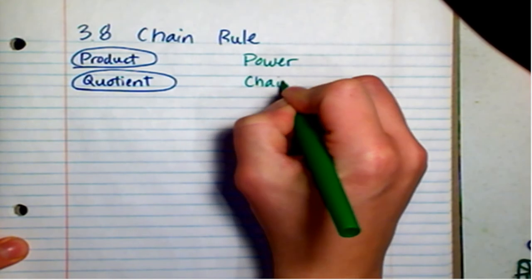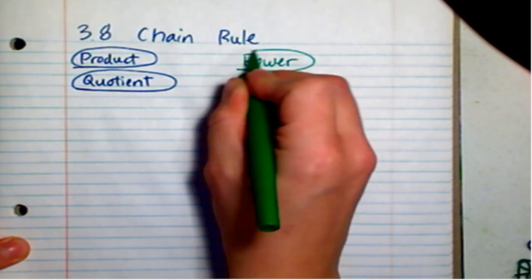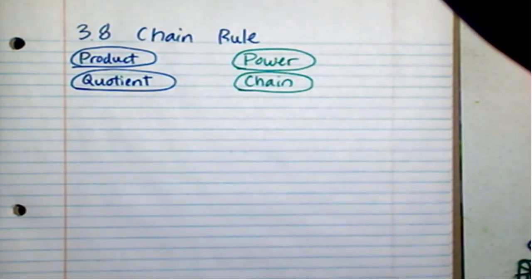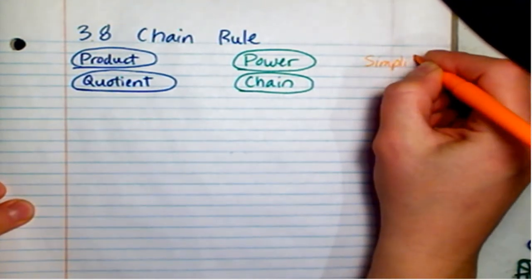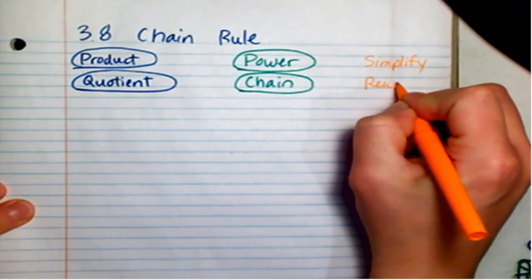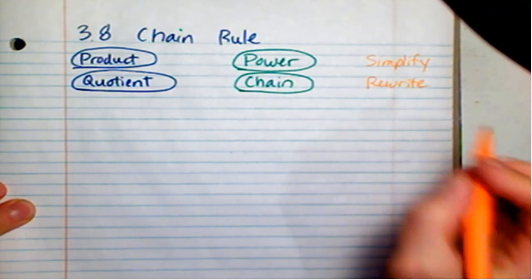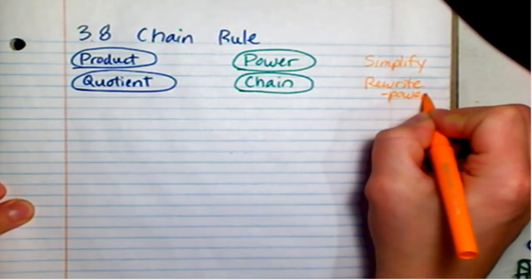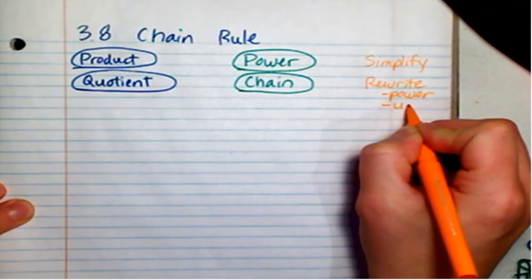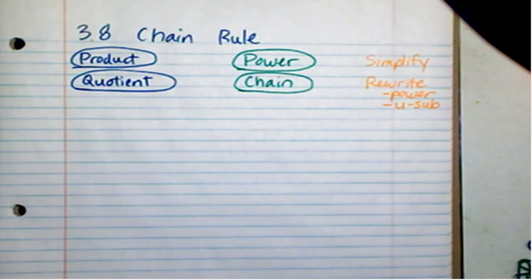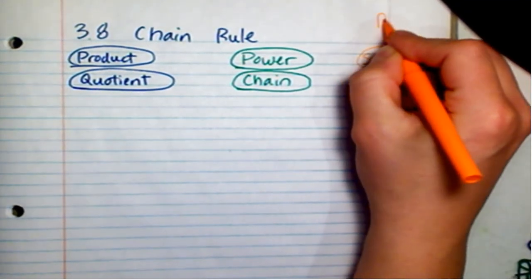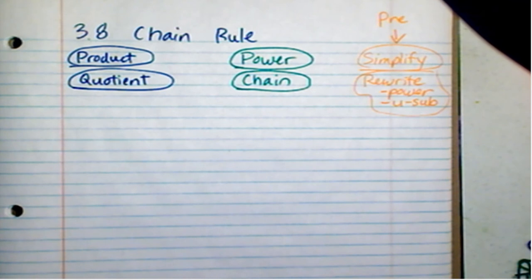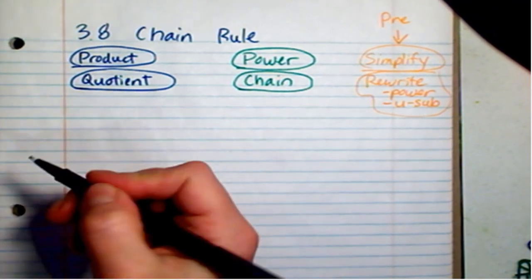power and chain rule. Now these two things are very closely related, but let's not forget we have this starting point of can you simplify or can you rewrite it? Now we have two ways to rewrite it. We have power format or we have U sub. Okay. These two over here, this is the pre-derivative.